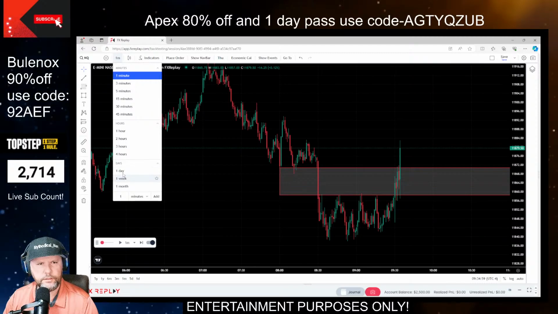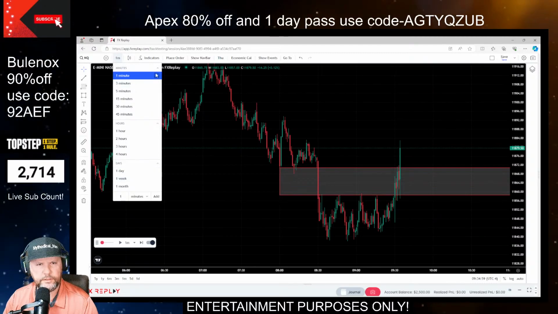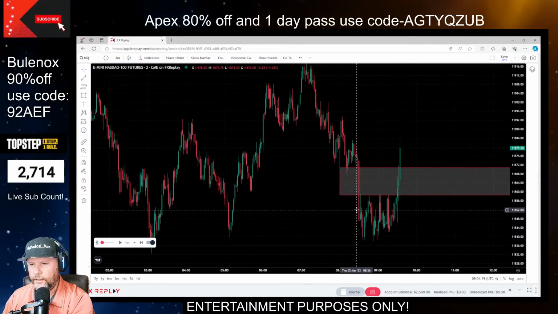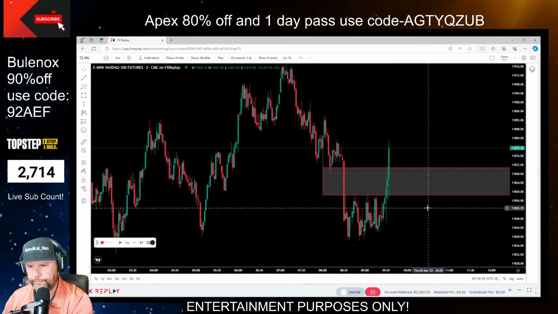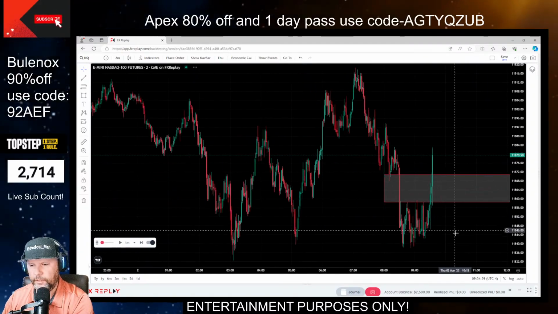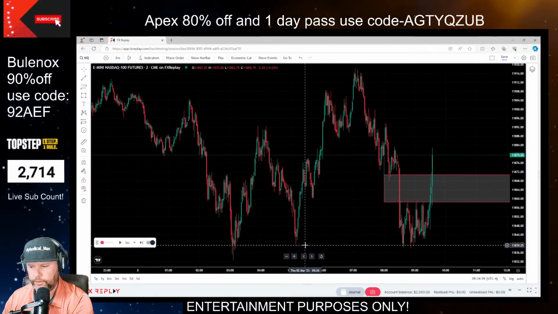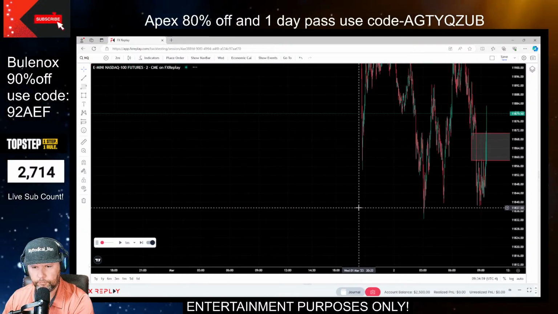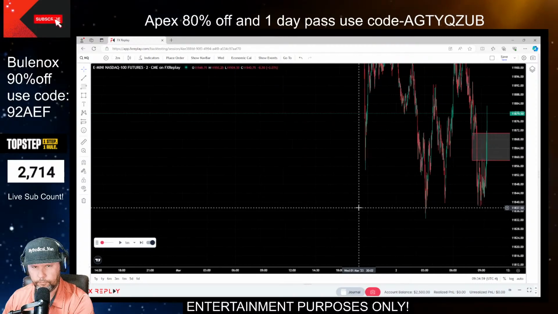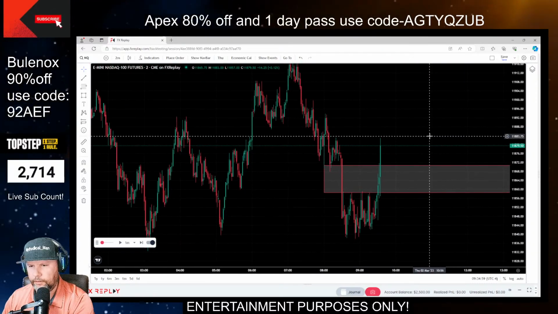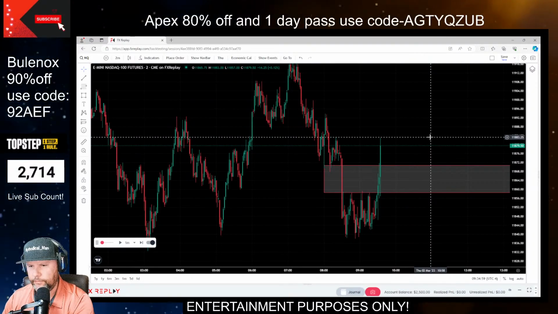I need to go to the 2 minute. Does it allow me to do the 2 minute here? Oh yeah, I got it. I can type it in. I forgot, I haven't done this in a while. So yeah, the 2 minute kind of holds up there. We swept liquidity here. I'm just trying to think here. I don't know, I don't hate it. It did kind of create equal highs here, sort of.